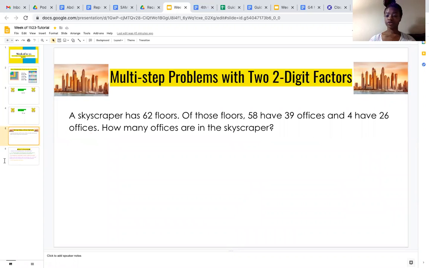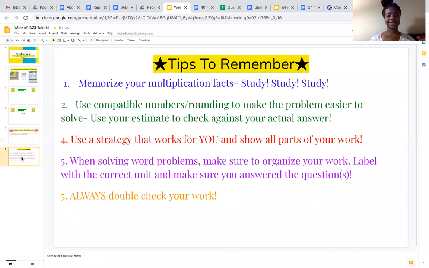And as always, I'm just going to reiterate because it is important to do so, but please make sure that your child is studying and really becoming fluent. It should come naturally. If a teacher, or anyone really, says 8 times 5, then 8 times 5 should be able to be said immediately. Use compatible numbers and rounding to help us. This is a great way to check, actually. We didn't do it too much here, but it's always a great way to check how close or far off you are from the actual answer. And use the strategy that works for you. We show you a lot of different ways, but we really want you to use what you're most comfortable with.